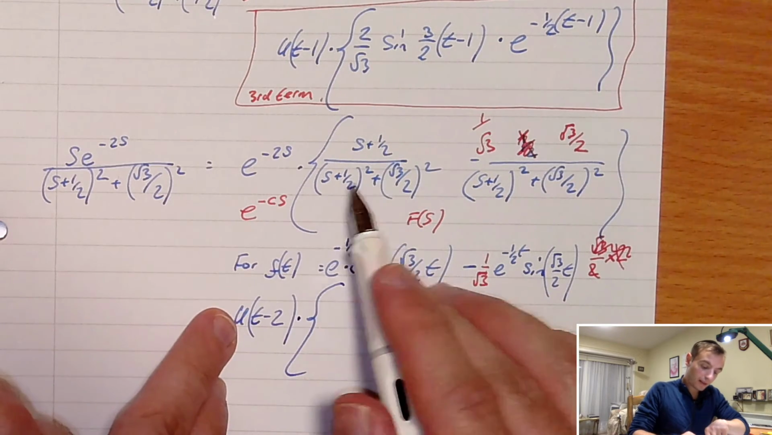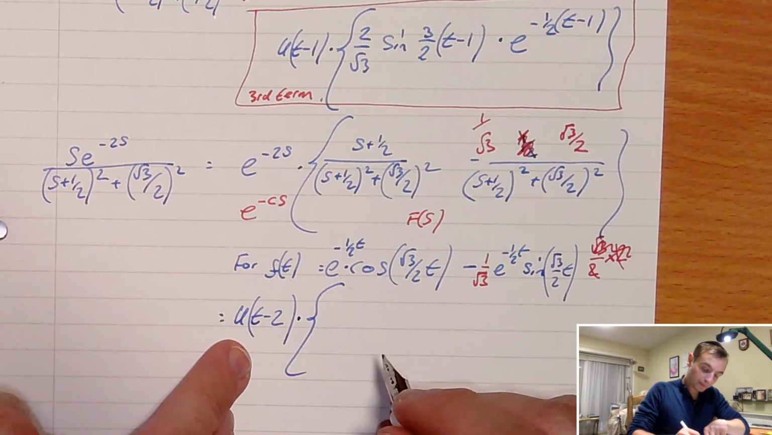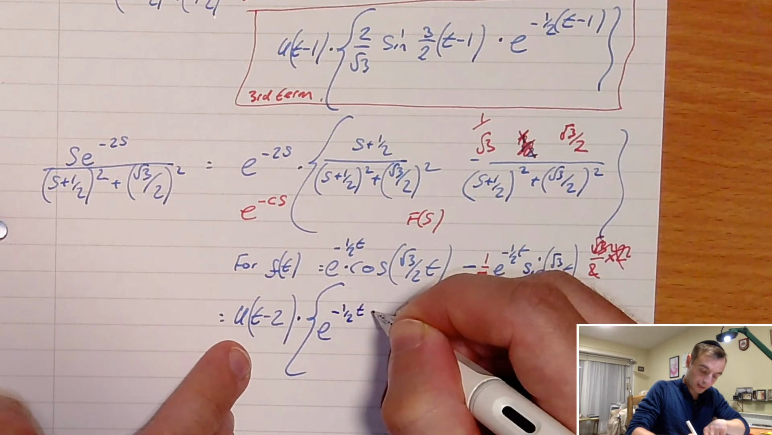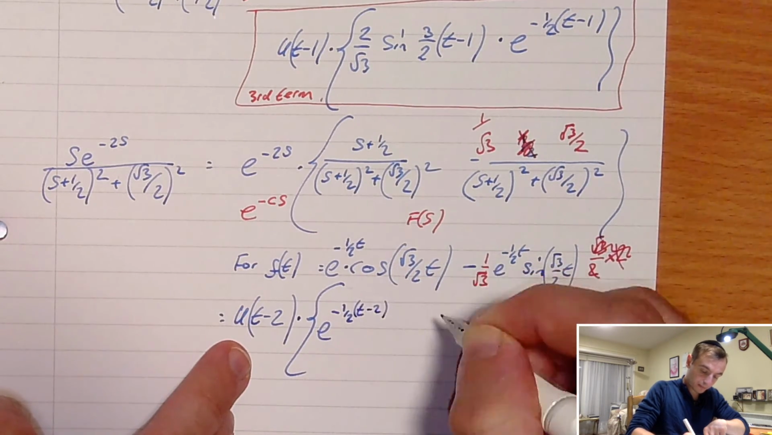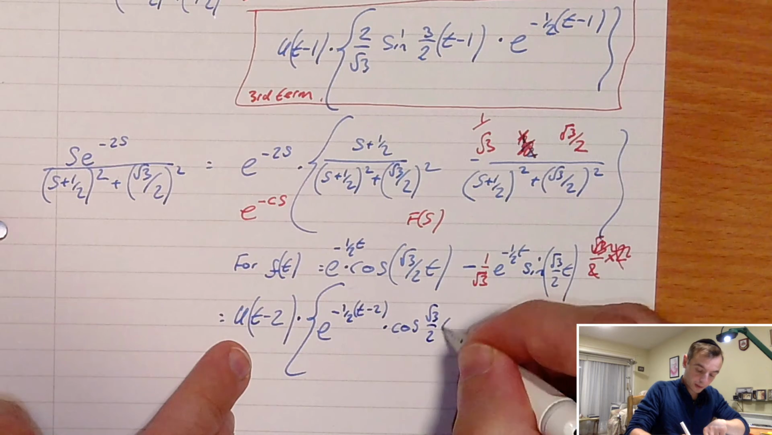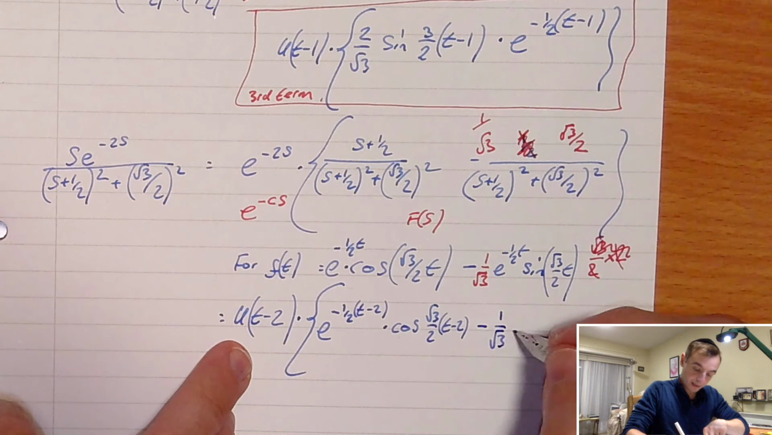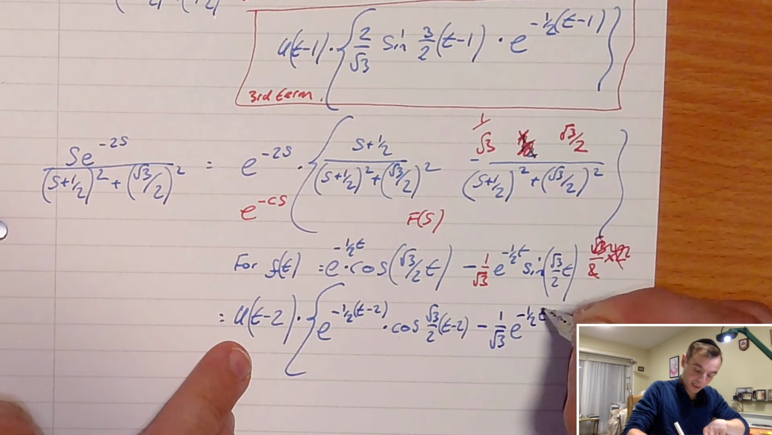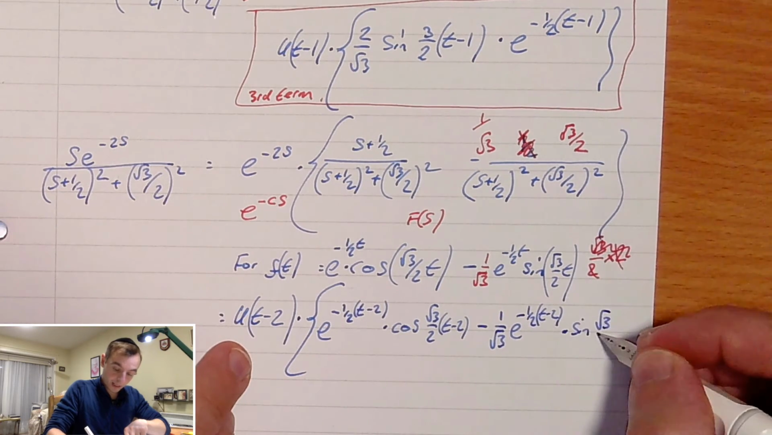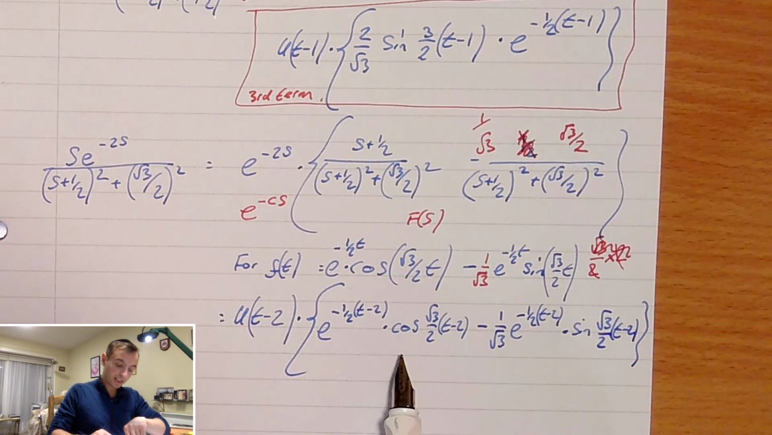dot f of t, which is this thing. So that's going to be e to the minus 1/2 (t minus c), c is 2, (t minus 2), dot cosine root 3 on 2 (t minus 2), minus 1 on root 3 e to the minus 1/2 (t minus 2), dot sine root 3 on 2 (t minus 2). And that should be the fourth term.